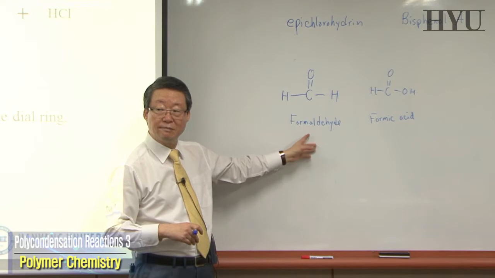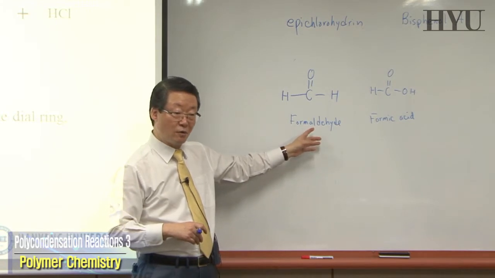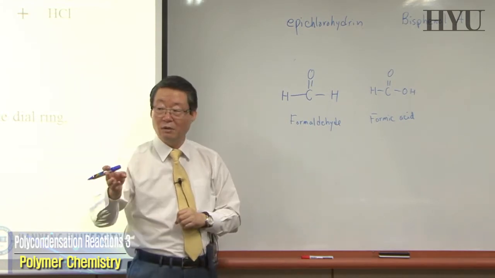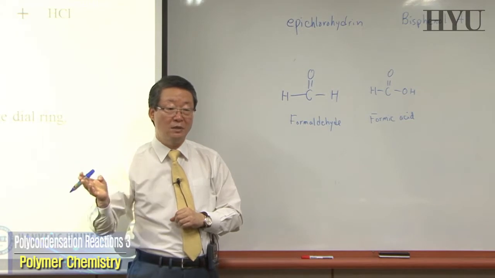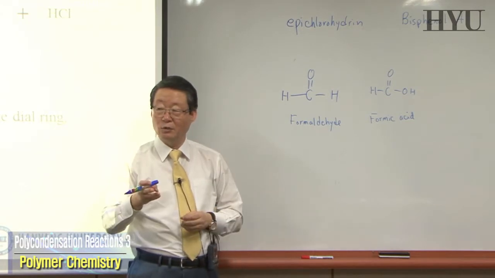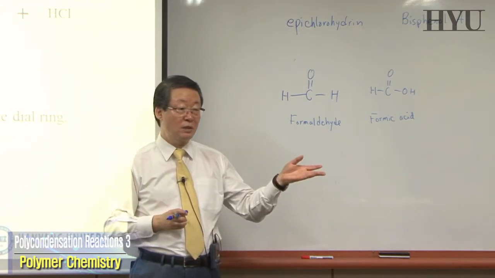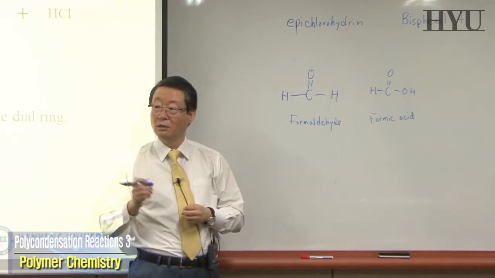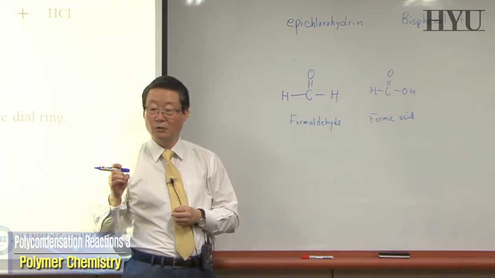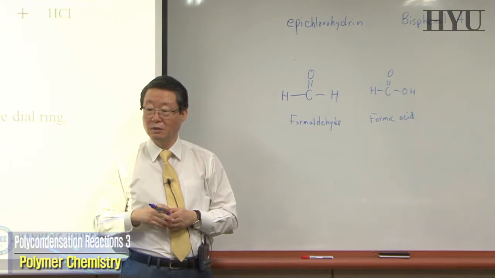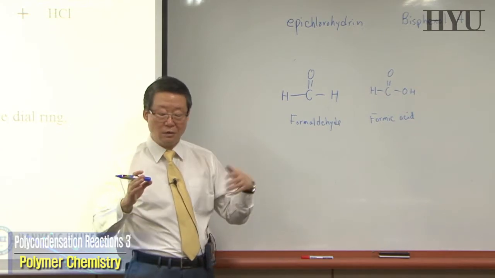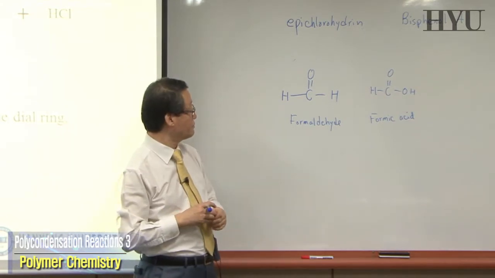It's quite reactive. That's why formaldehyde will react with phenol to become Bakelite, react with melamine to become melamine formaldehyde resin. It will become a urea formaldehyde resin, okay, by reacting with urea.